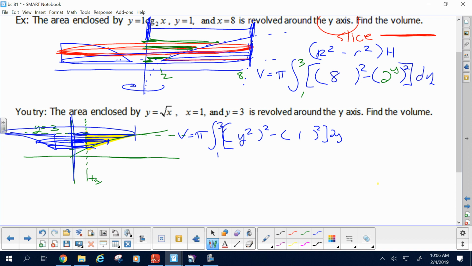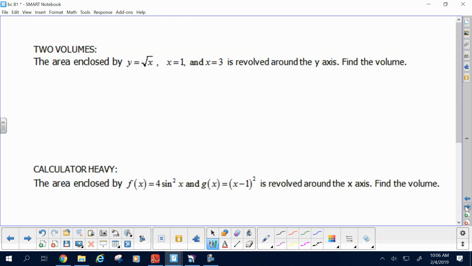If you got 46-ish, you might have forgotten the pi. This should be 145 point something. Okay. Let's go on to slight variations on the theme. Let's go with the area enclosed by that same region.